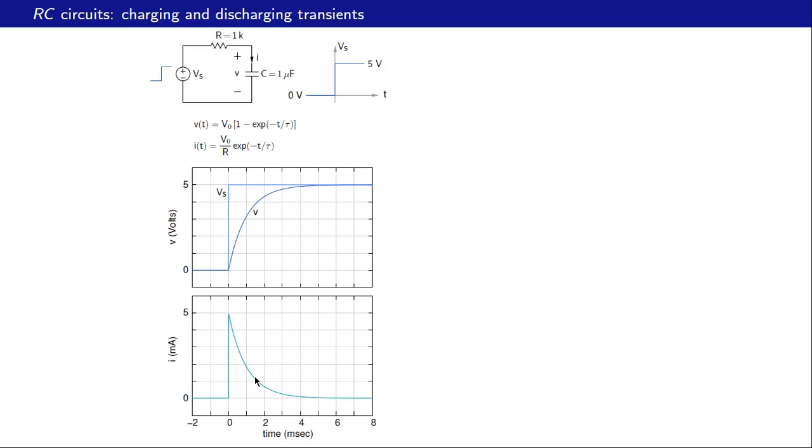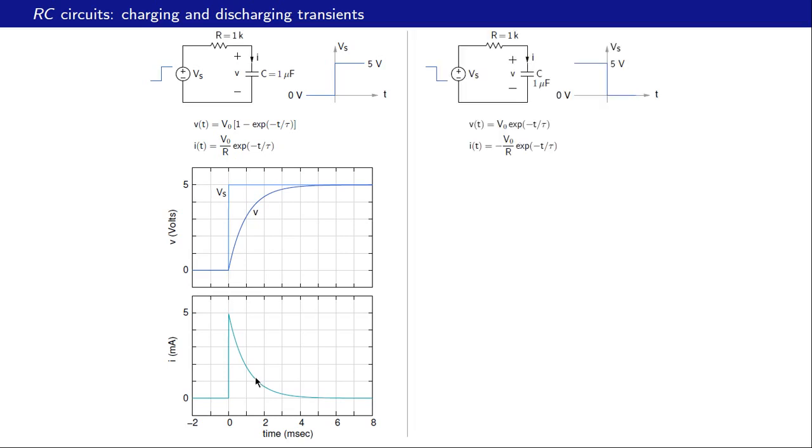Okay, let us now look at the discharging transient. This is the circuit. Vs goes from 5 volts to 0 volts at t equal to 0, and the expressions for V of t and I of t, which we derived earlier, are reproduced over here. V of t is V0 e raised to minus t by tau. I of t is minus V0 by R e raised to minus t by tau.